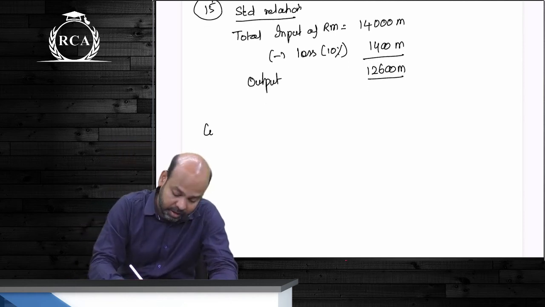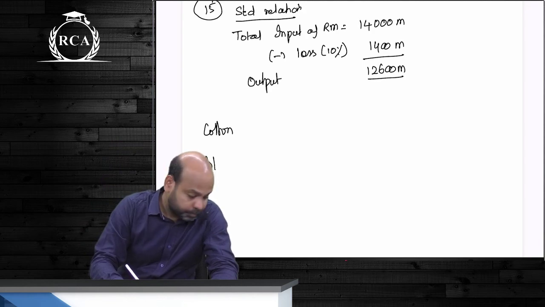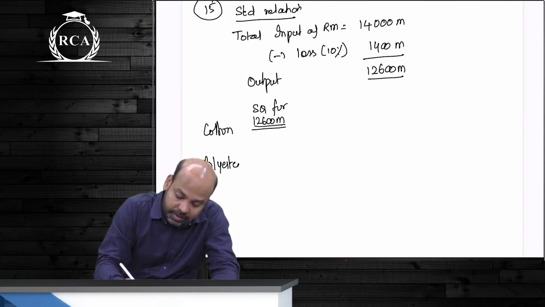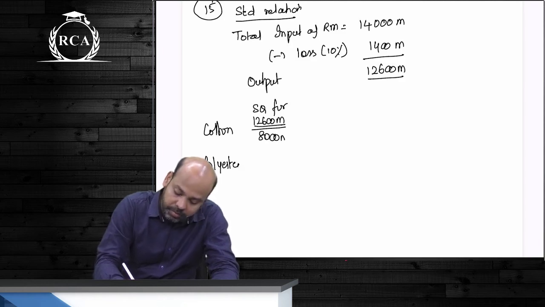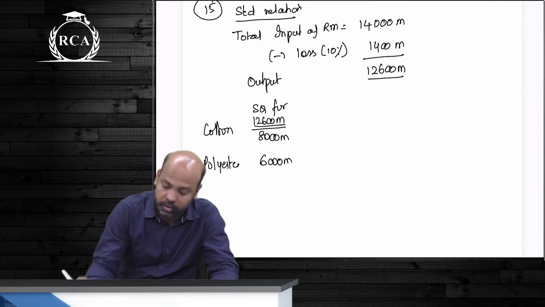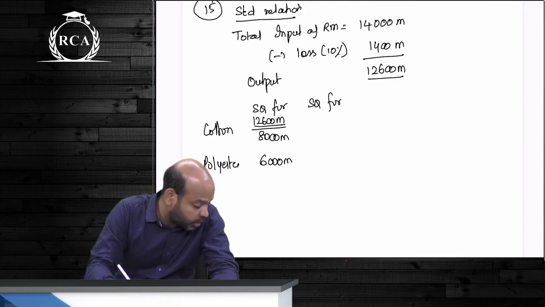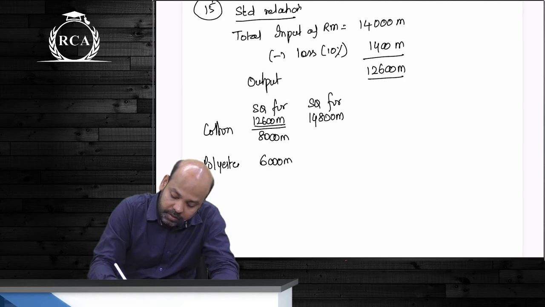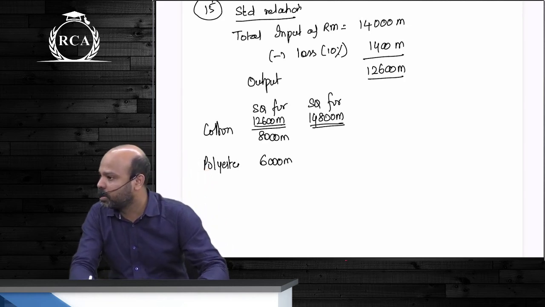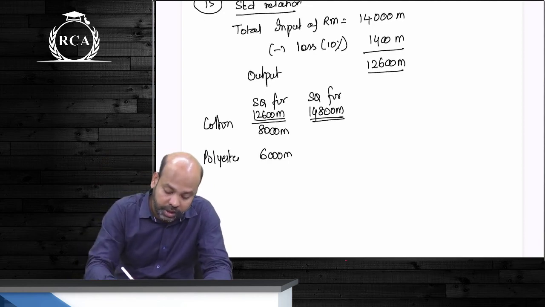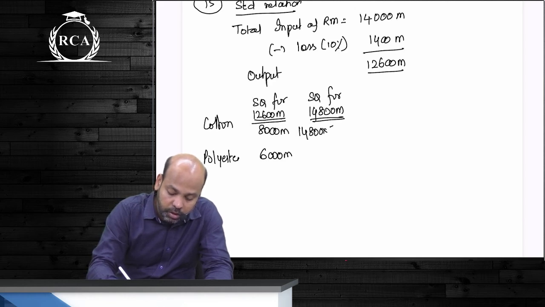Now when I write material, what are the two materials that we have? Cotton and polyester. Standard quantity for 12,600 meters is how much? 8,000 meters. And what do you think will be the standard quantity for 14,800 meters? ये actual output है बेटा अभी. You know how to compute, right? 14,800 into 8,000 divided by 12,600.